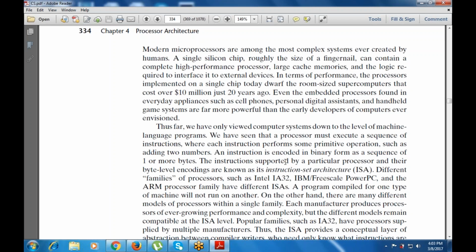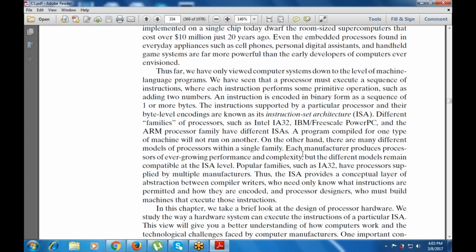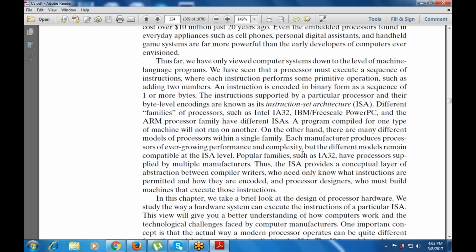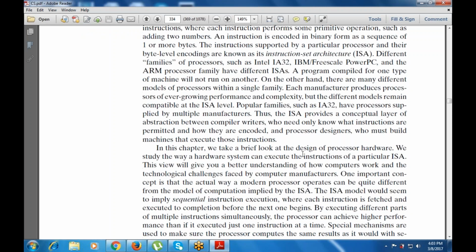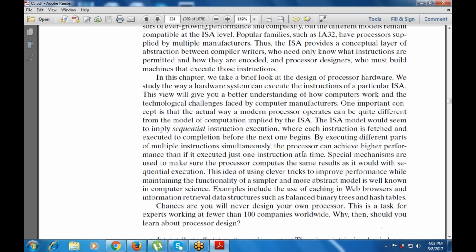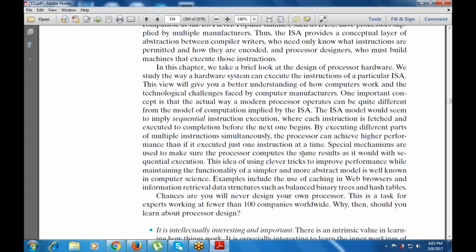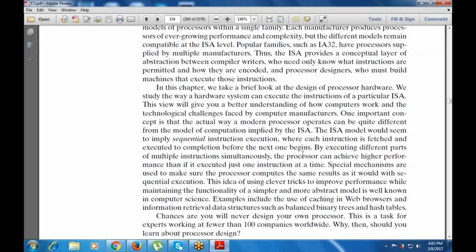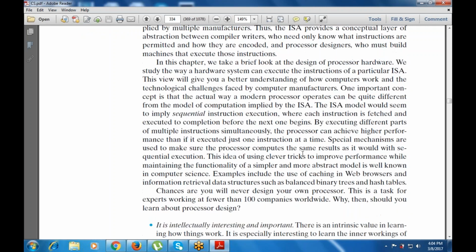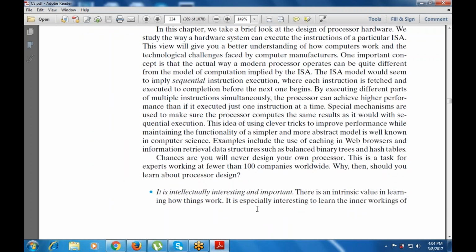That is known as the instruction set architecture, ISA. Different families of processors, such as the Intel IA32, IBM PowerPC, and ARM, have different ISAs, and a program compiled for one will not run on another. On the other hand, there are multiple models of processors within a single family, such as IA32, that share the same ISA.